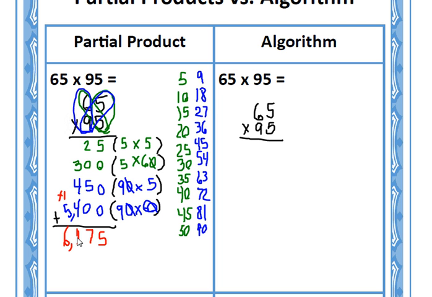Add the comma, and no, this is not a bad one, this is just a bad one. So, 6,175. Now we're going to do the same thing, multiplying with the algorithm here.